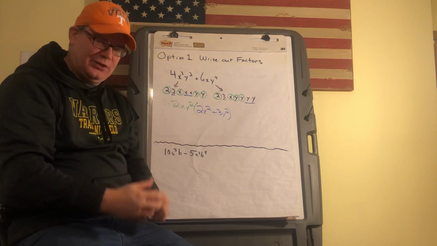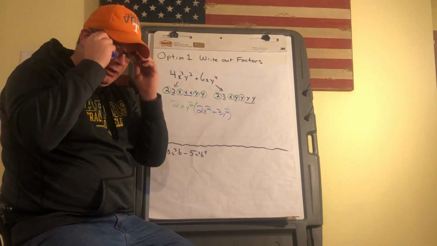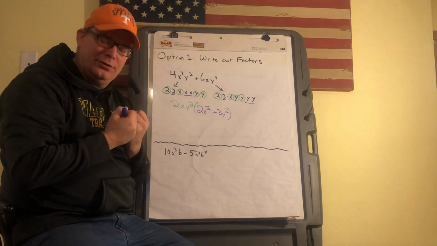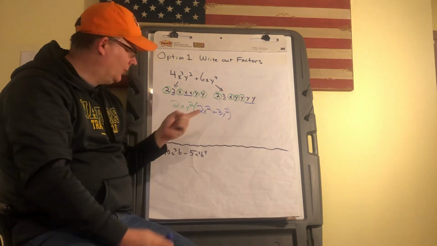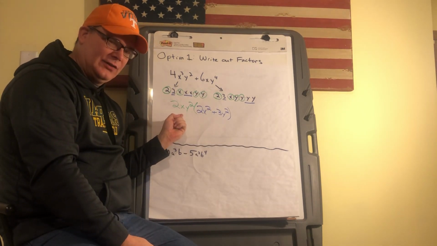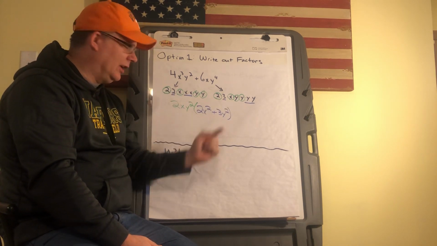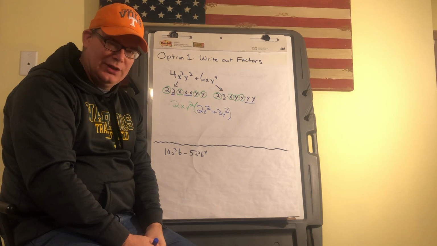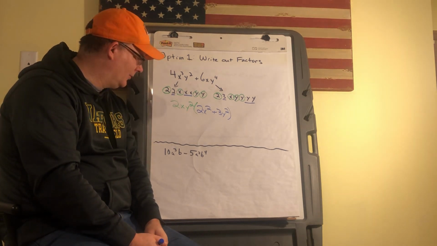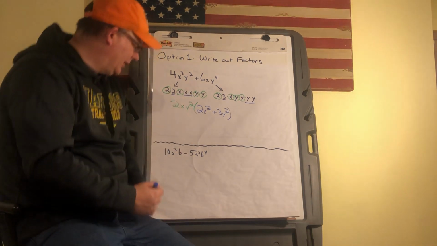So that's 3y squared. So the idea is we're taking out the greatest common factor, writing it in front of the parentheses. Then whatever is left in each of these terms is what's written inside of the parentheses for each problem. Okay, so that's how that one works.